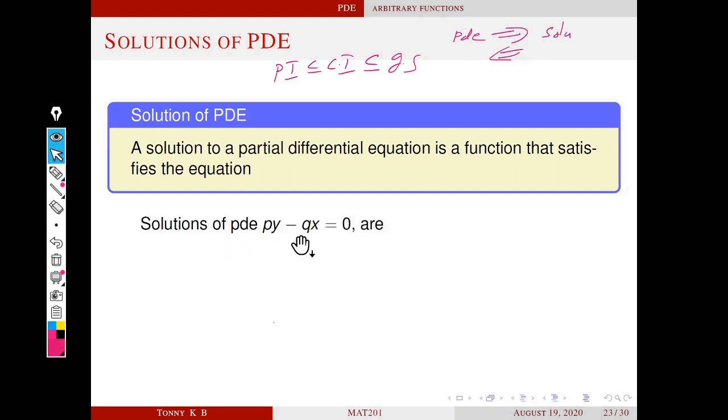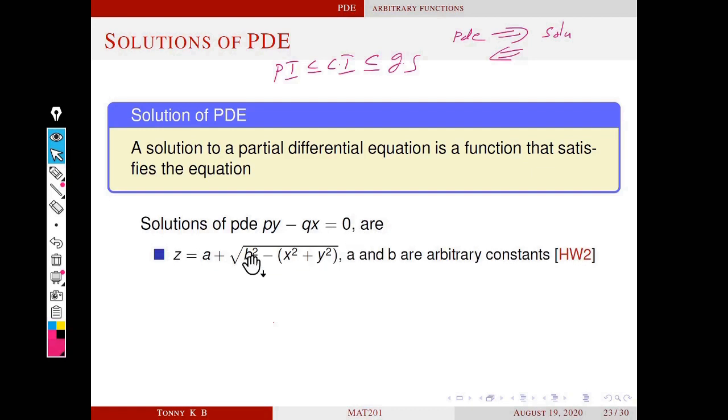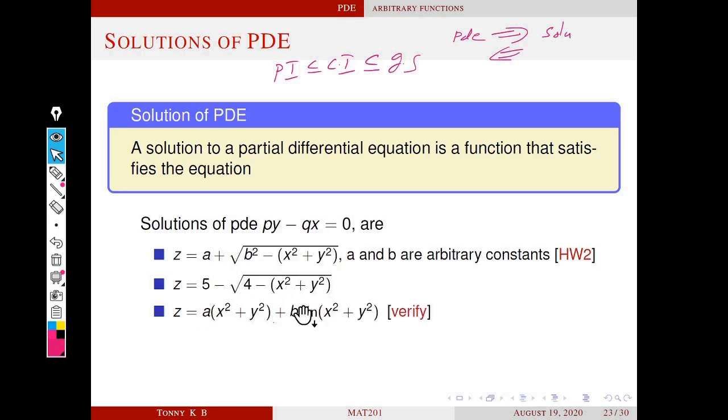Consider another example, Py minus Qx equal to 0. In this reverse argument, this is a solution by our homework 2. It is clear that this solution involves two arbitrary constants, so this is a complete integral. By putting a equal to 5, b equal to 2, we get this one, so this is a particular solution. And this one also involves two arbitrary constants. You can easily verify by taking p and q from this equation and substituting here to check whether it is 0 or not. So this is also a solution. And the final one is our general solution, by our homework 5.